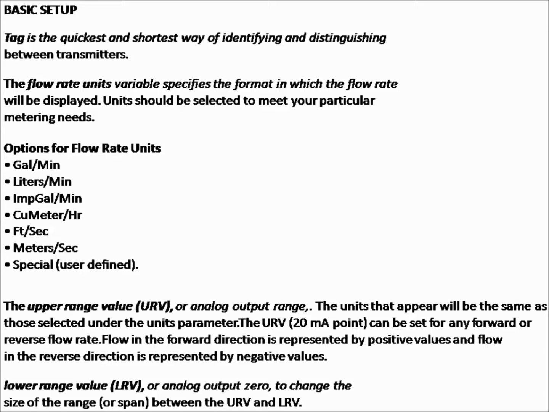Now give the flow rate unit like meter cube per hour or liter or gallon, etc. For example, meter cube per hour. Now give upper range value. I already explained it. What is the upper range value or URV? It is nothing but the maximum range. For example, if your flow meter has the range around 0 to 1000 meter cube per hour, then you have to put the 1000 in URV and 0 in LRV, that is low range value. LRV is low range value.